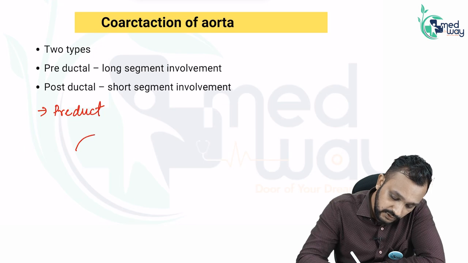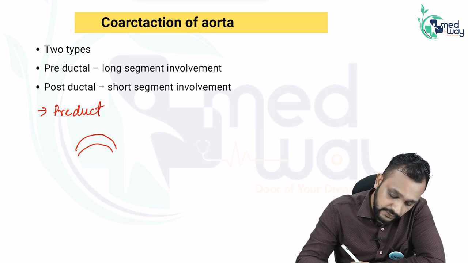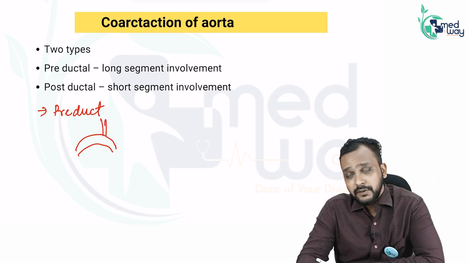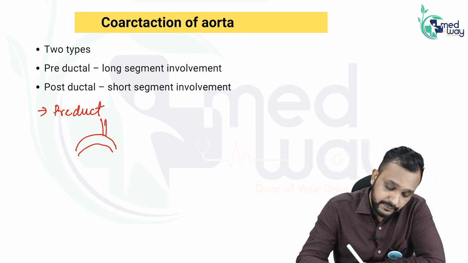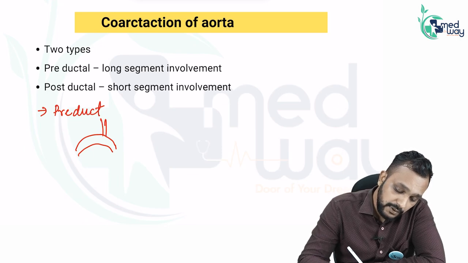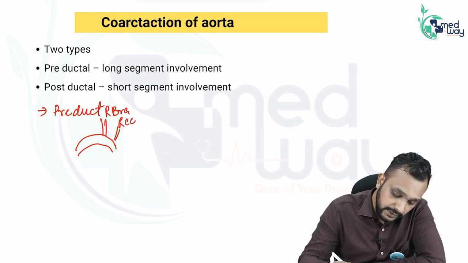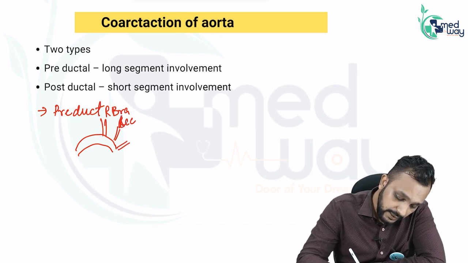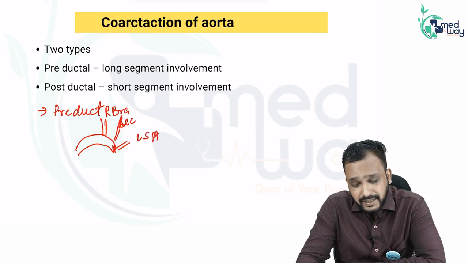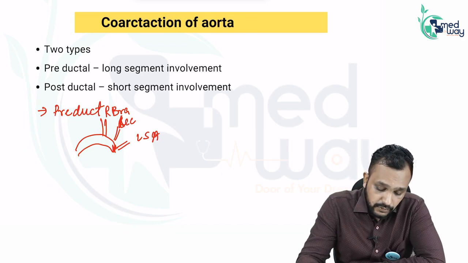So if I draw the arch of aorta, you see in the preductal type there is normal origin of the left, there is normal origin of the right brachiocephalic trunk, right? Normal origin of the right common carotid artery, right? Sorry, left common carotid artery, and there is narrowing just before the left subclavian artery. This is what is happening in the coarctation of aorta.